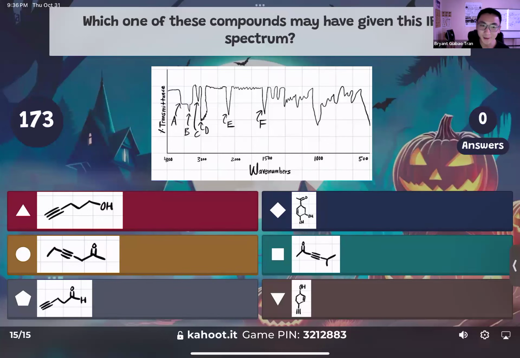So now you're going to bring in all of the information you gathered and try predicting what the unknown compound could be. Make sure every single functional group that we found earlier matches with the compound.